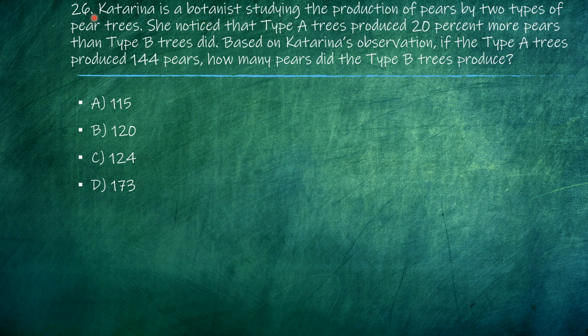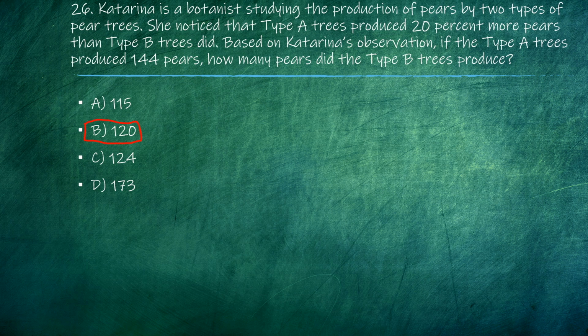Question 26. Katrina is a botanist studying the production of pears by two types of pear trees. She noticed that type A trees produce 20% more pears than type B trees did. Based on Katrina's observation, if type A tree produced 144 pears, how many pears did the type B trees produce? Go ahead, pause this video and try to solve your question. The answer is B.